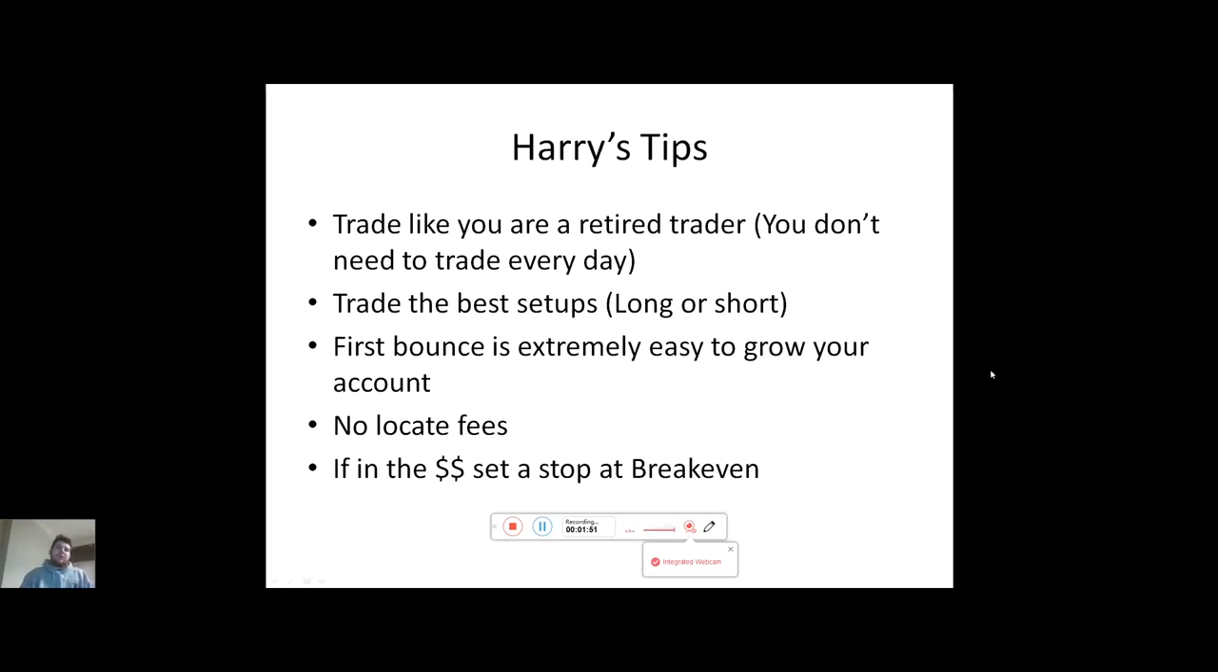These are just some general rules of thumb that I have going into the market every day. Trade like you're a retired trader, so you don't need to trade every day. If there are no first bounces, I'm not going to go out and look for a first bounce if the setup just isn't there.